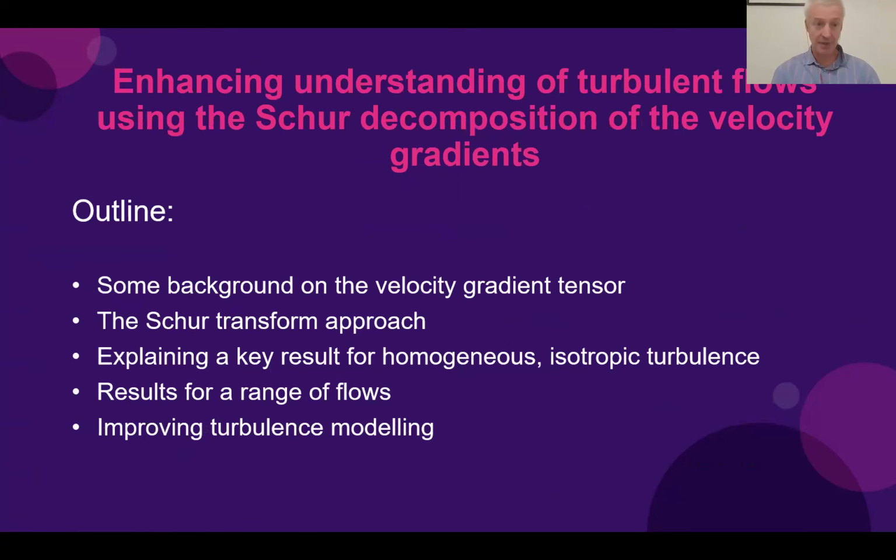Oh, there we go. It's just been a bit slow. First of all, I'd just like to go through a little bit of background on the velocity gradient tensor. Consider the Schur transform approach. Look at how it can be very helpful for understanding some key results in turbulence. And I'll do one particular case, which is an alignment issue with vorticity and strain rate. And then look at results for various flows and finally conclude with some thoughts about how turbulence modelling can potentially be improved using this framework.